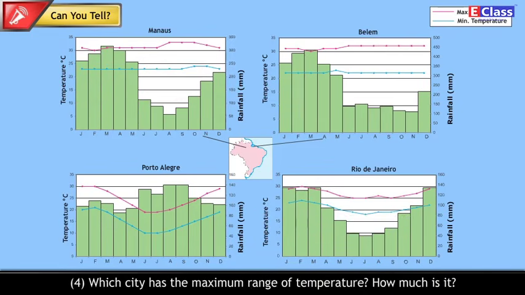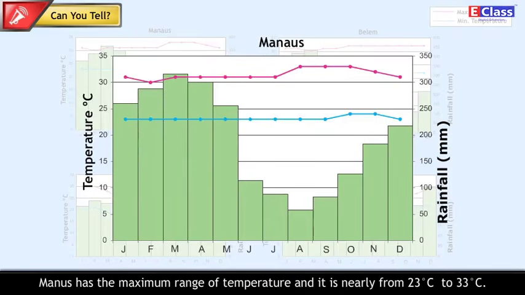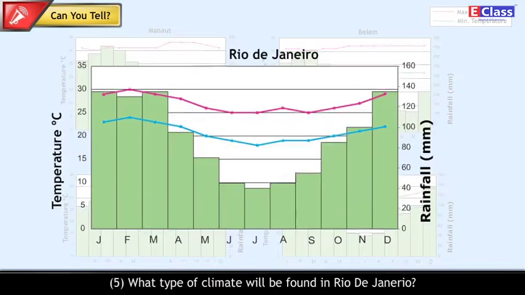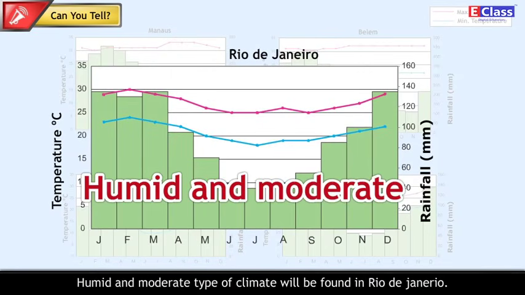Which city has the maximum range of temperature? How much is it? Answer: Manaus has the maximum range of temperature and it is nearly from 23 degrees Celsius to 33 degrees Celsius. What type of climate will be found in Rio de Janeiro? Answer: humid and moderate type of climate will be found in Rio de Janeiro.